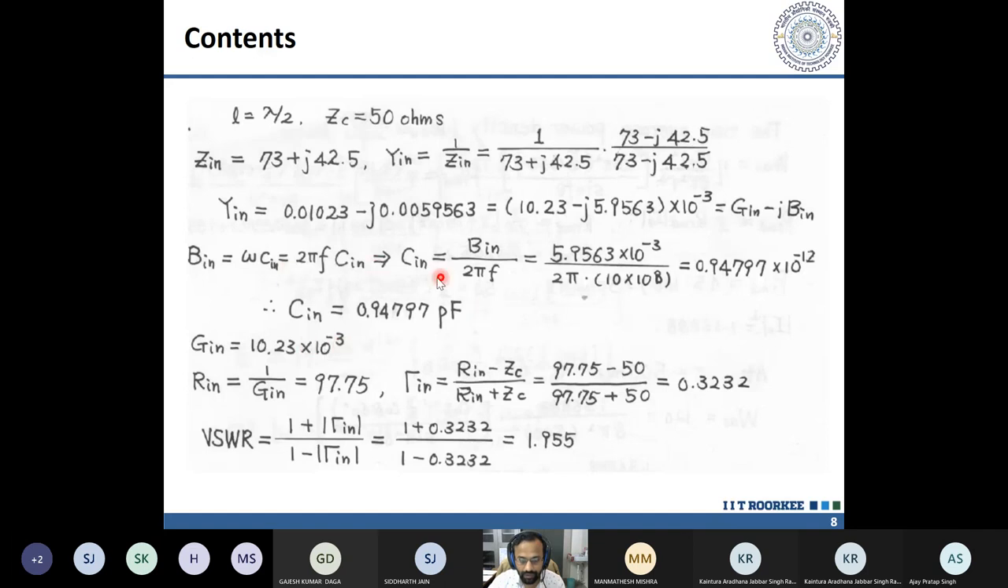That much capacitance, you have to place it at the feed of the dipole. So this is the dipole. At the feed, you have to place the capacitance.